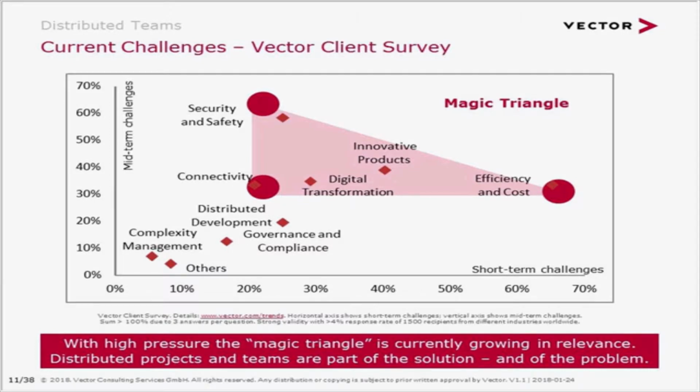If you go to the short-term challenge, what matters most is efficiency and cost. And that's normal because we are all in a global competition. If we go on the vertical scale, this is about what are the midterm challenges. And we see on one side, this is the middle of the picture, a lot of new innovative topics such as the digital transformation, connectivity, and not the least also an increasing amount of distribution. But at the same time, we also see that quality, specifically these days security and safety due to product liability, are the primary midterm challenge.